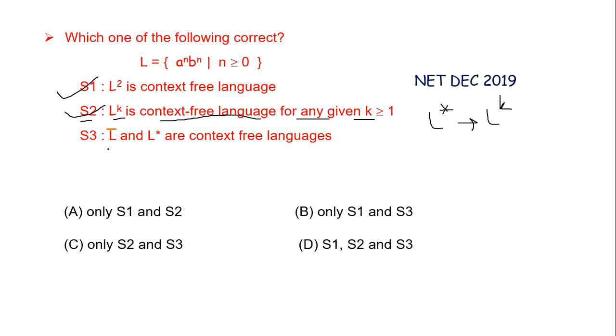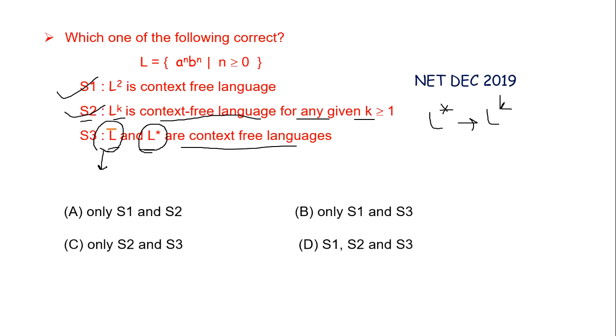Statement 3 is L complement and L Kleene closure are context-free languages. Now we already know that context-free languages are closed under Kleene closure. So L star will be a context-free language. Now let us check what about the complement of L. We know that context-free languages are not closed under complement.